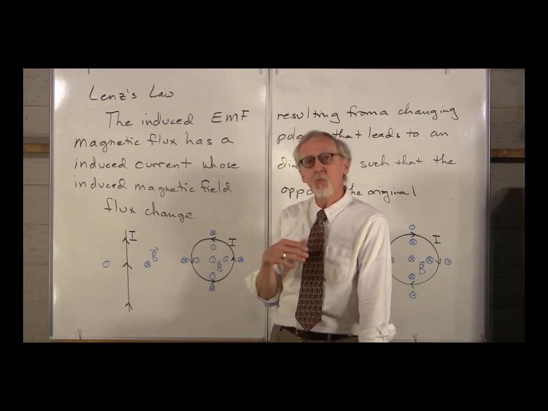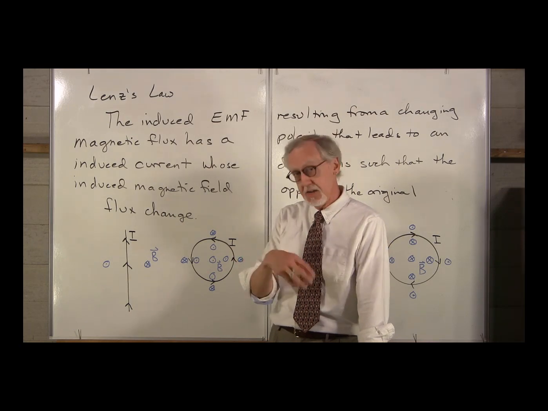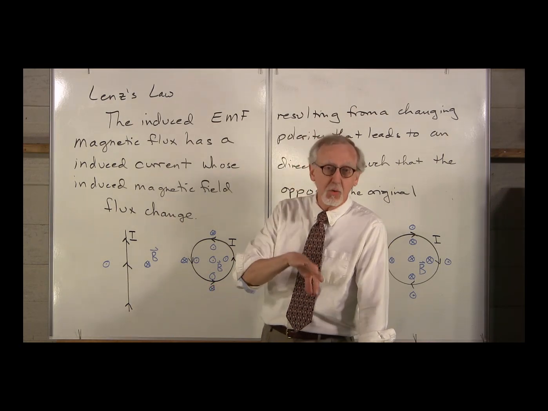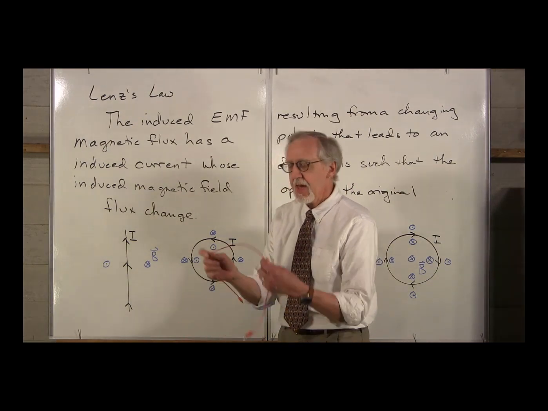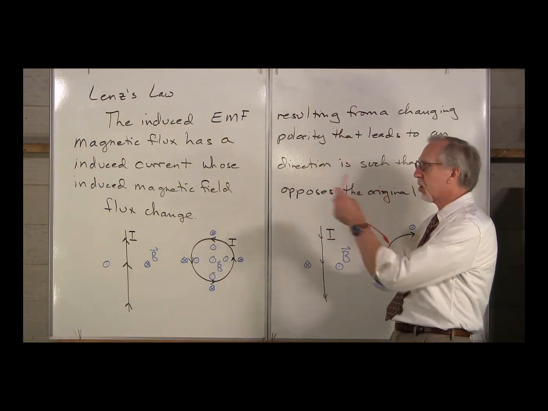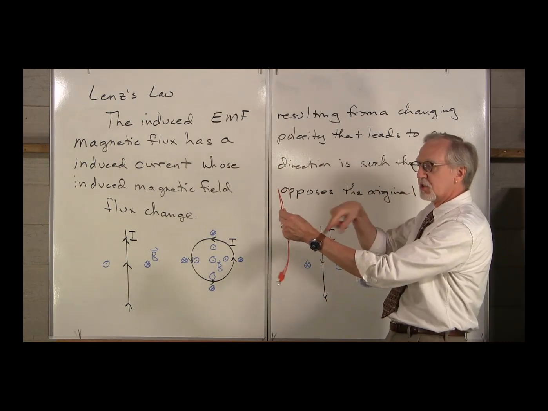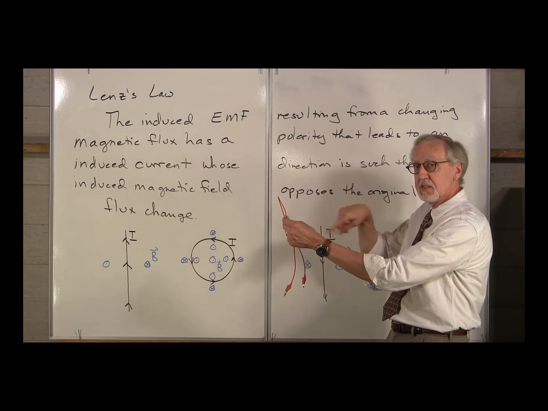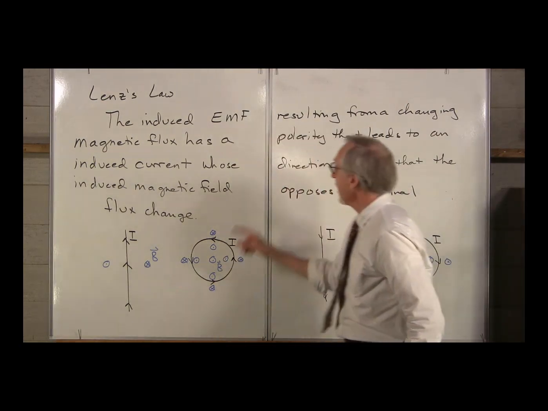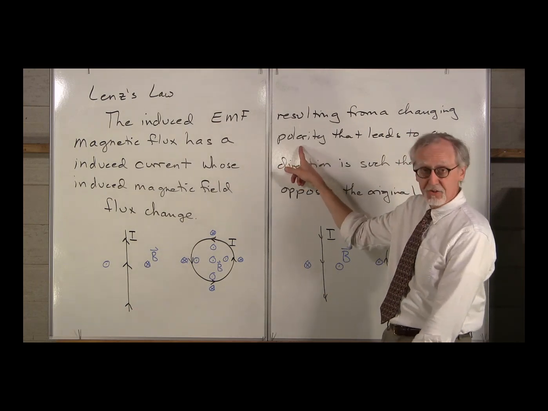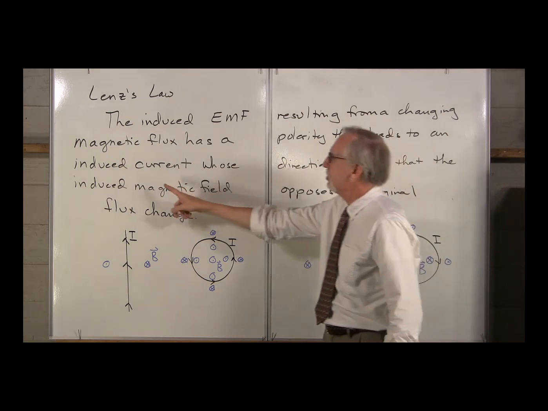Up until this point, we don't know whether a changing flux will give us an EMF which creates the current in the clockwise or counterclockwise direction. If we move our loop toward the magnet, is that going to create an EMF that goes this way, or an EMF that goes this way? Lenz's law is what tells us the direction, and right here, has a polarity, so it's telling us the direction, that leads to an induced current.